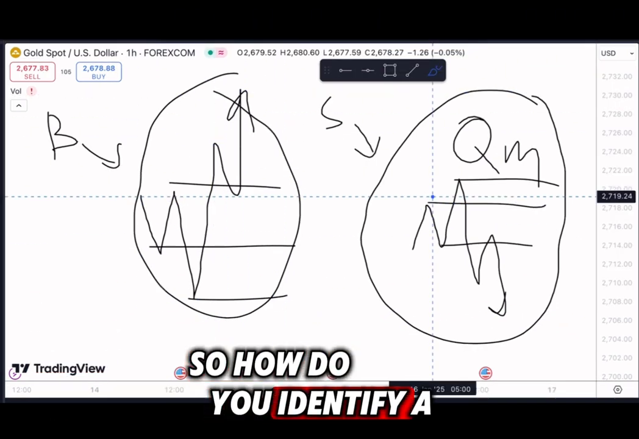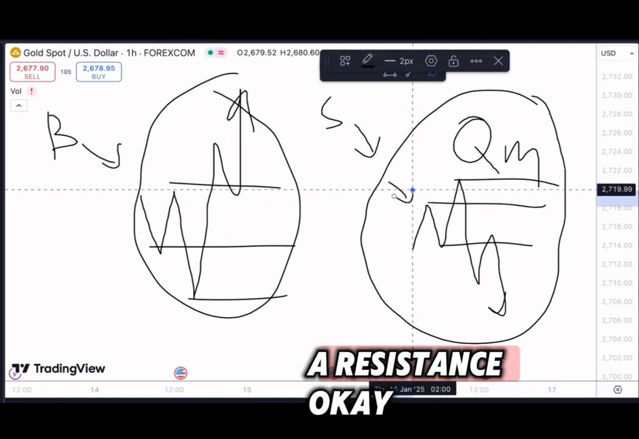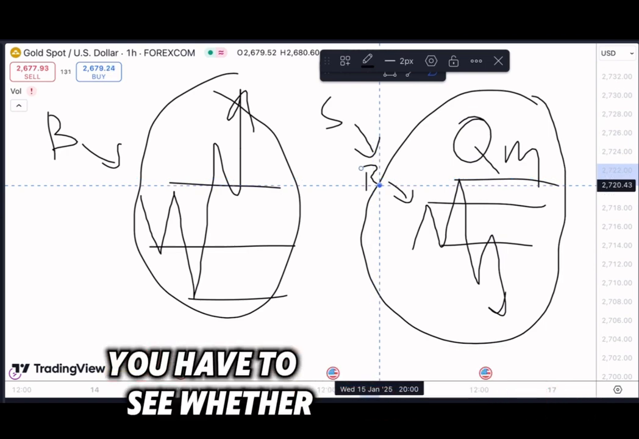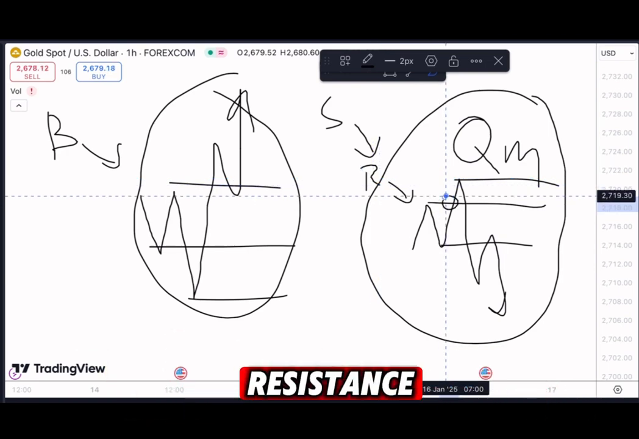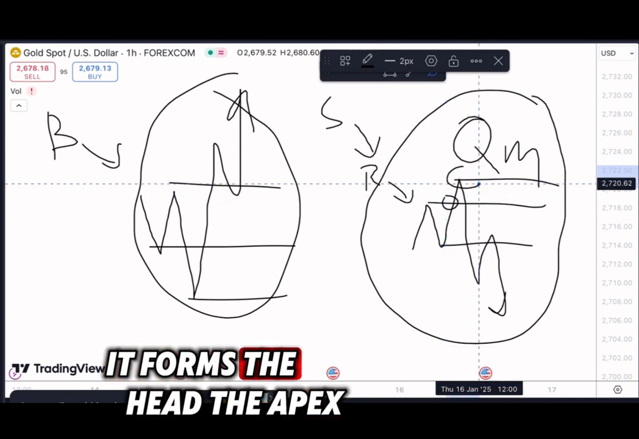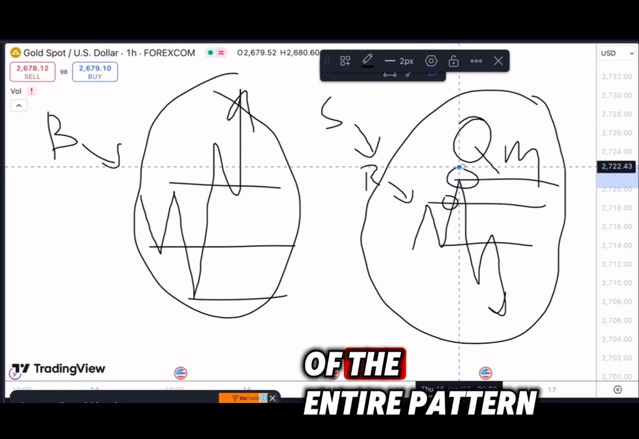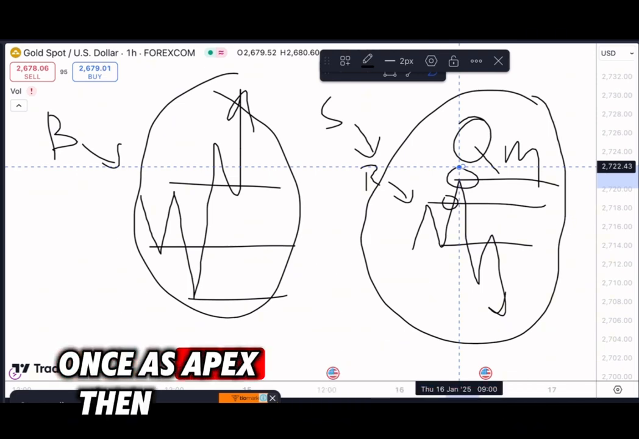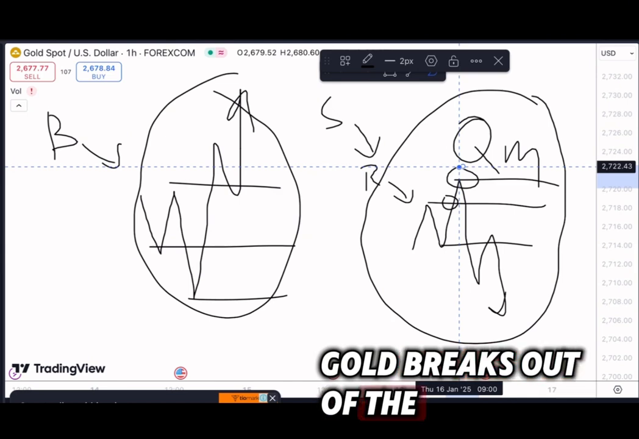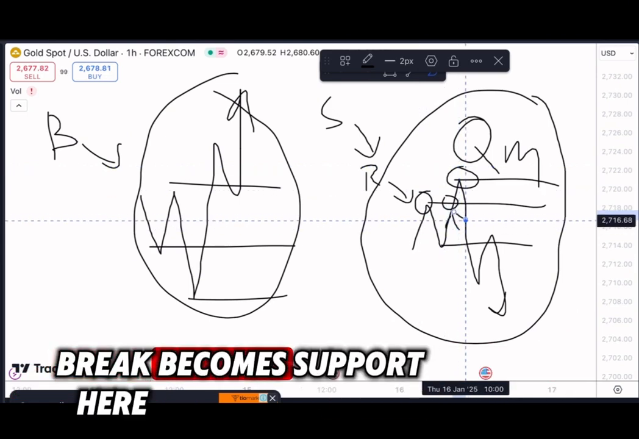So how do you identify a QM pattern? Easy, guys. For sells you must have a resistance. Once you have a resistance, you have to see whether there is a breakout of that resistance. And yes, there is a breakout. Once there's a breakout, it forms the head, the apex. That's what you call the top of the entire pattern. Once there's an apex, then you have to check whether gold breaks out of the resistance, breaks and becomes support here.